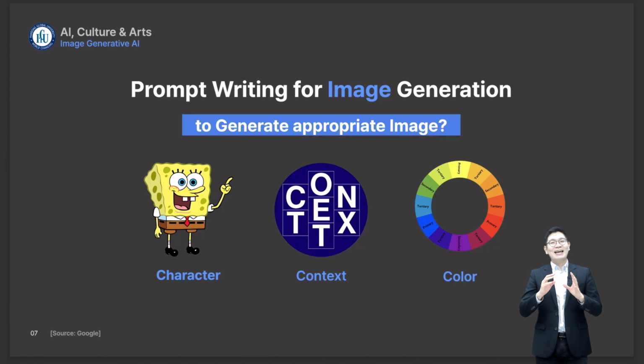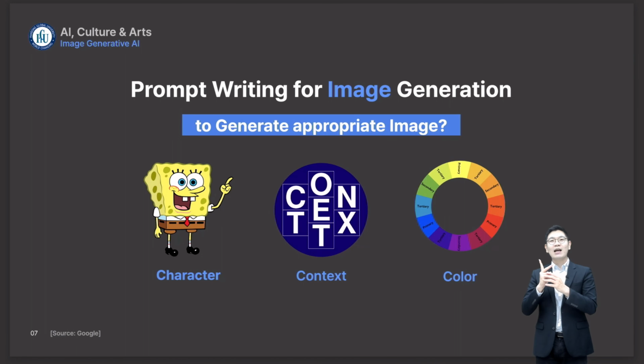So this one is kind of a prompt engineering secret code. If you want to make a proper image efficiently or effectively, please remember 3 C's. The first one was character. Do you like SpongeBob? Like that character, describe your characters.